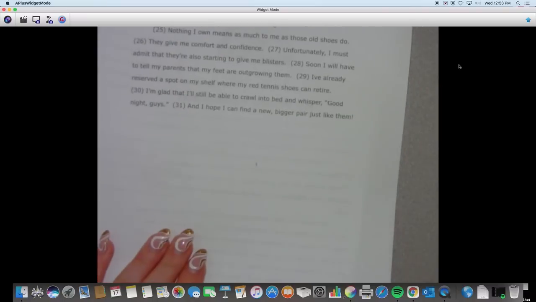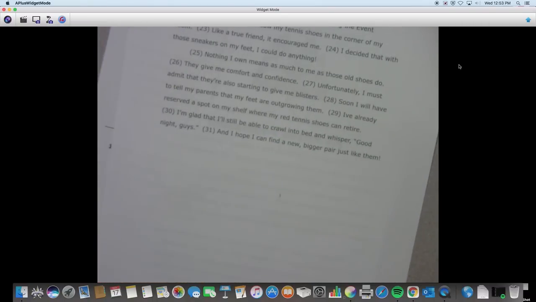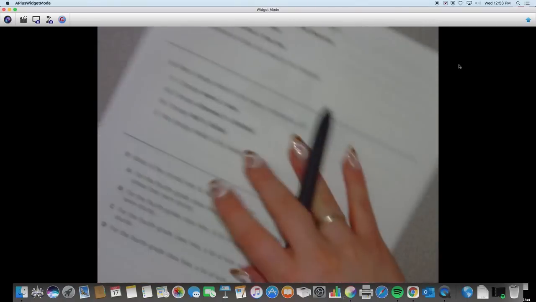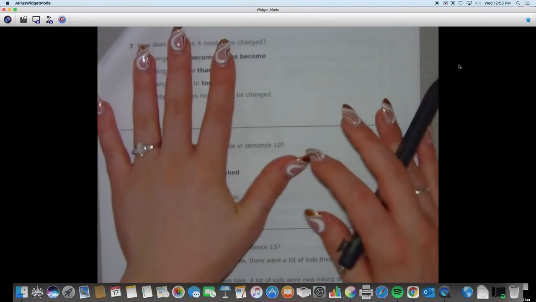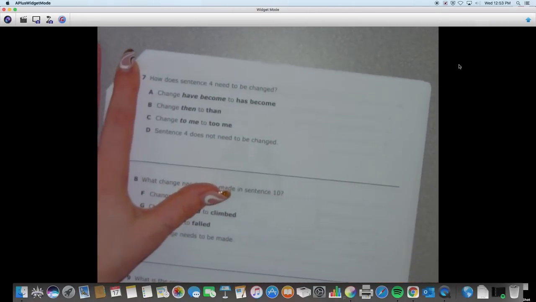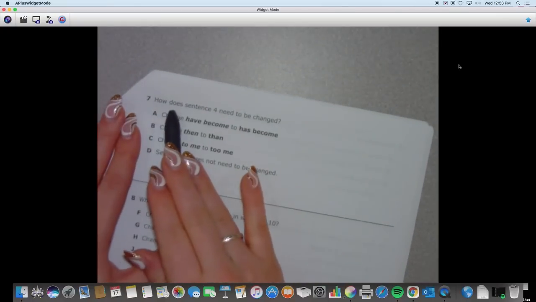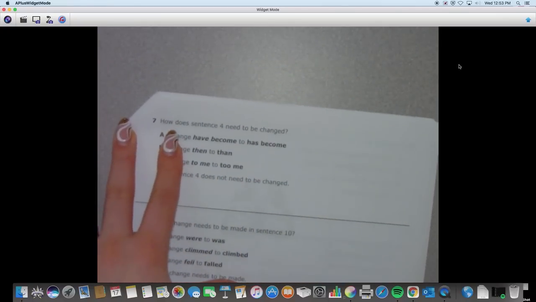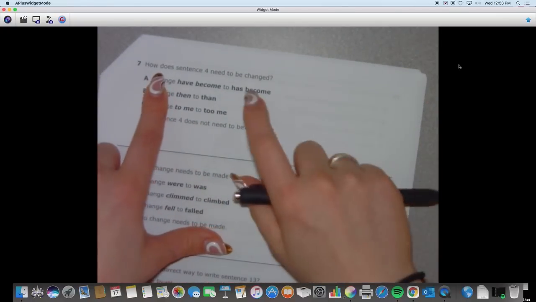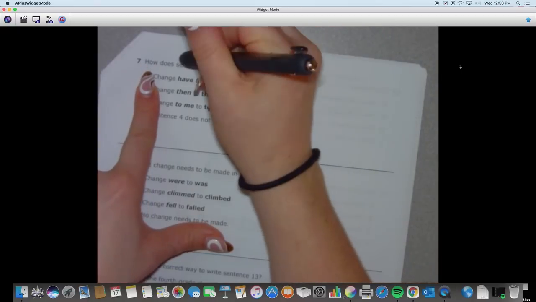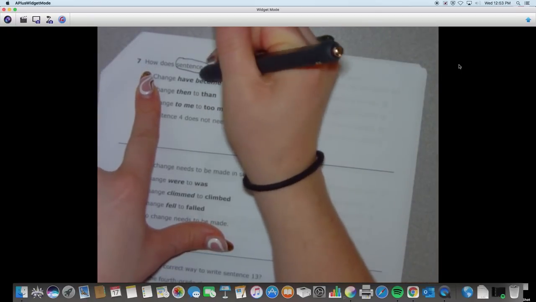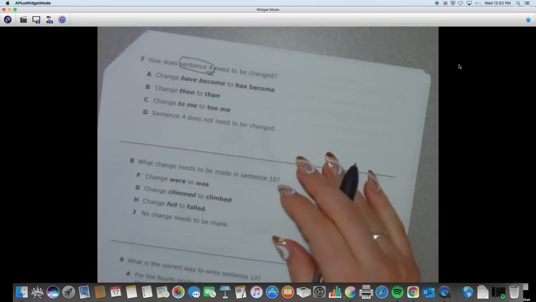Okay, so I understand the story. Now I'm just going to look at the question. If I am reading anything, like when I was reading along to you, y'all should be reading along with me. If I'm writing anything, then that also needs to be written on your copy. Looking at number 7, it says, how does sentence 4 need to be changed? So the first thing I need to do is go back and look at sentence 4. We're going to mark the question number next to sentence 4.